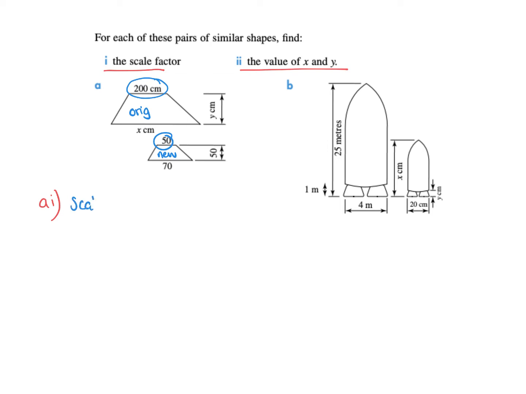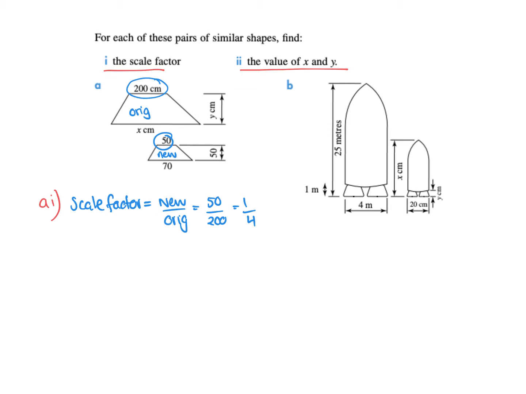So the scale factor for this one would be 200 centimeters. Oh, sorry, we're going to write the rule, which is the new over the original. So we're going to have 50 over 200, which is 1/4. So this one is reduced by 1/4.